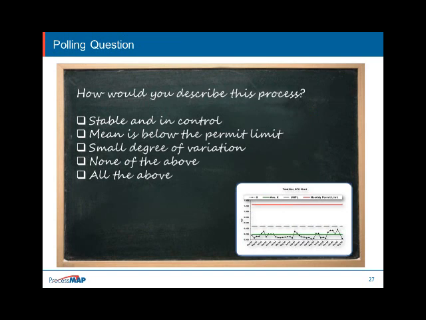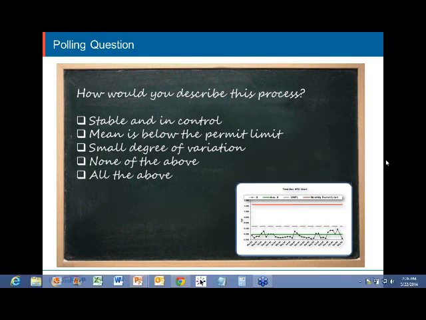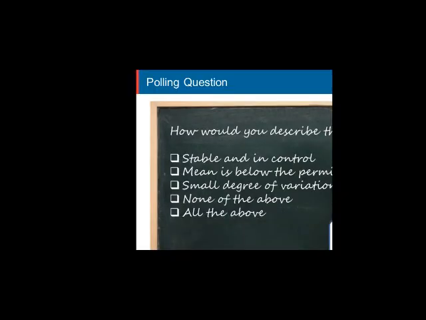We're going to take a minute here to do a polling question, okay? And the question is, how would you describe this process? Is it stable and in control? Is the mean below the permit limit? There's a small degree of variation, none of the above, or all of the above. So take a minute there, take a look. We're going to open up the polling questions and tell us what you see in that chart. All right, a couple more seconds here. Let everybody take a look.